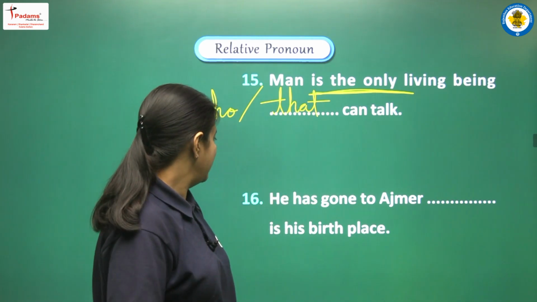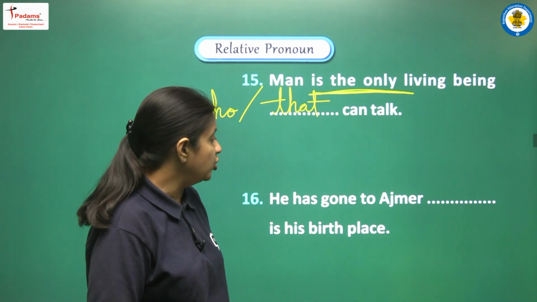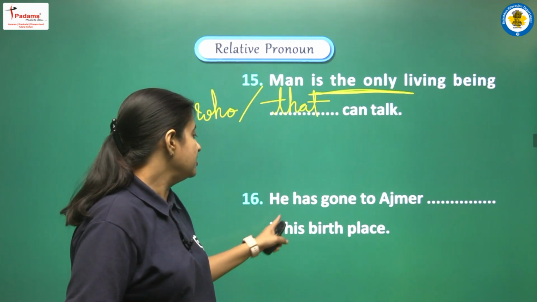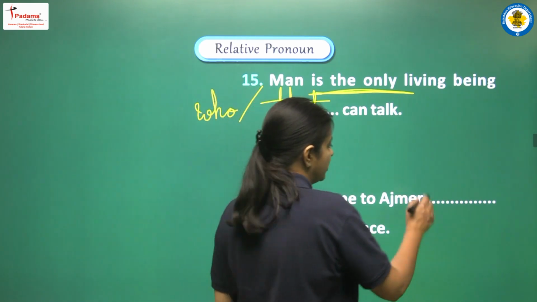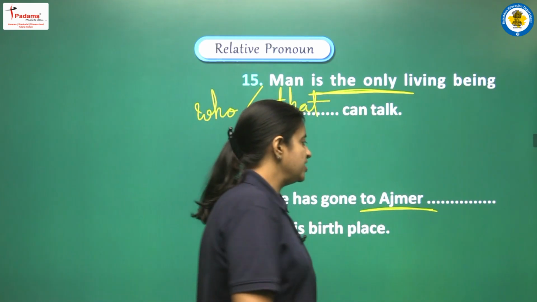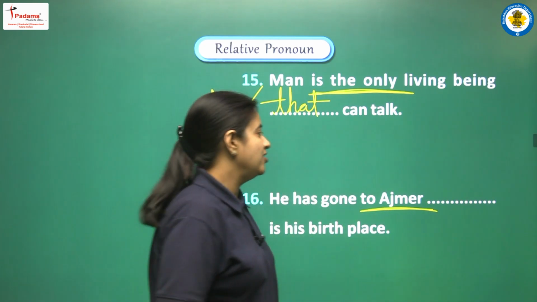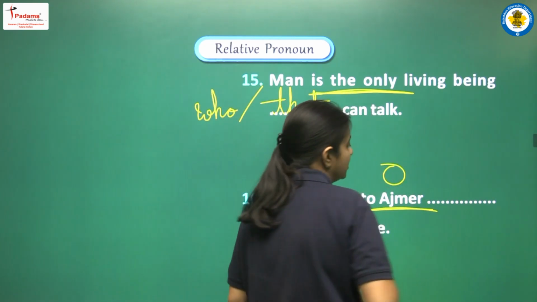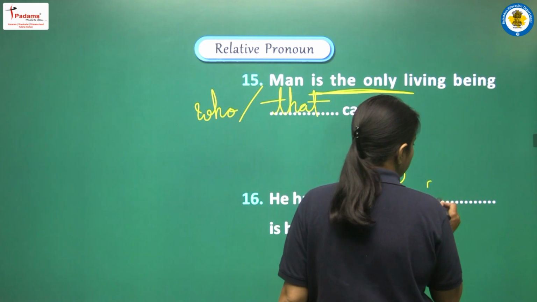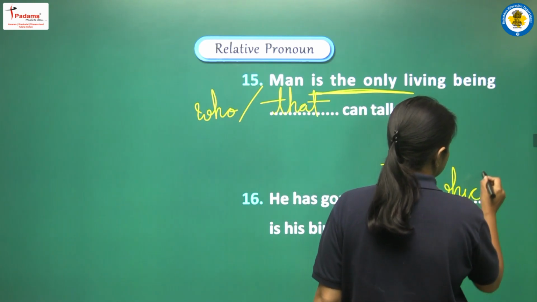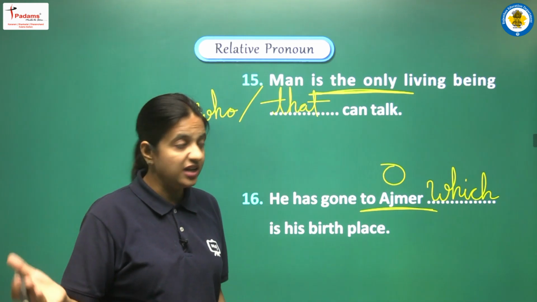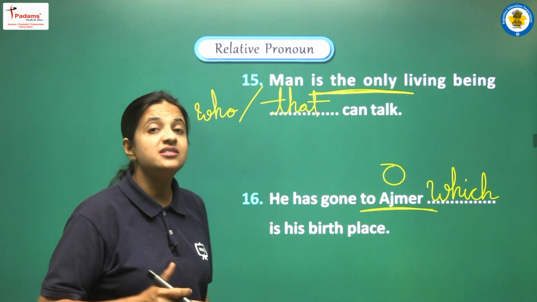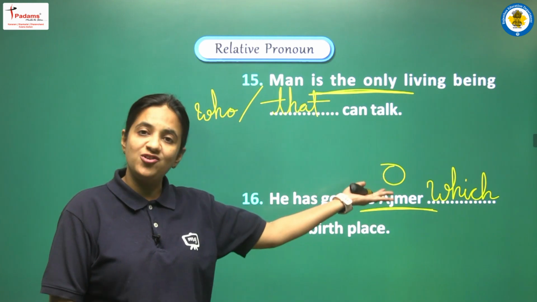Okay. Next sentence, he has gone to Ajmer is his birthplace. Okay, so here we are using one relative pronoun that is associated with object. Okay, and the object that is given to us is a place. So here we have to write which. And the sentence will be: he has gone to Ajmer, which is his birthplace. We can write that also.